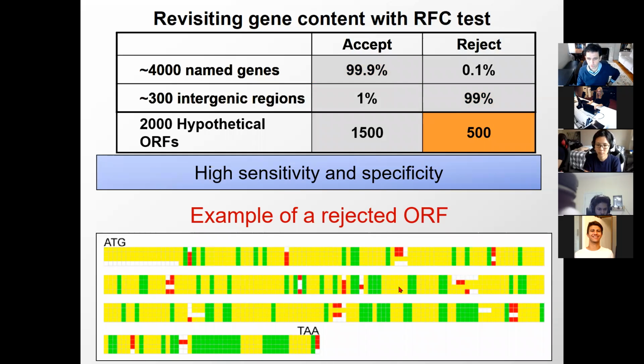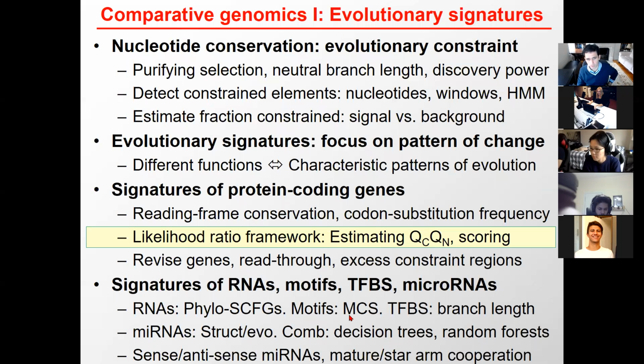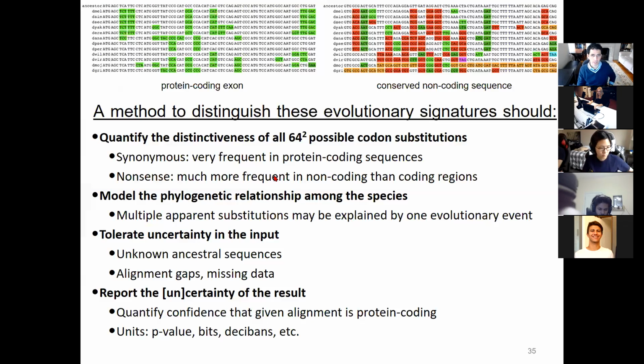And here's an example of a very strongly rejected ORF. You basically see here this ATG, the stop codon, and then these patterns of substitutions that are not periodic, and also this large number of insertions and deletions. For the codon substitution frequency, we're now going to develop a likelihood ratio framework by estimating a coding substitution matrix and a non-coding substitution matrix, and then scoring this systematically.